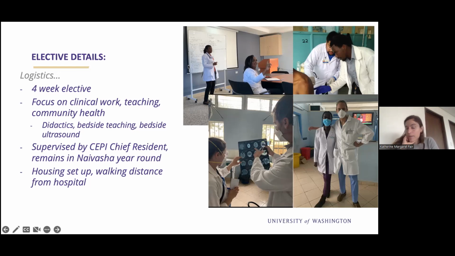It's all of the same things with physical exam and clinical reasoning, just some of the things that might be a little more challenging. And we have housing set up. It's walking distance from the hospital. These are some of our recent residents. You'll see Lauren and Nick and Jed. They're working on the wards, and one of our University of Nairobi residents, Lavender, who came in November.